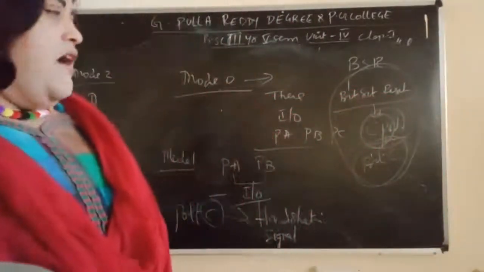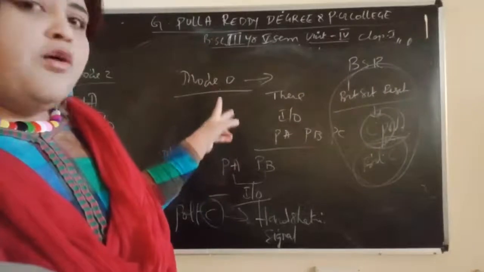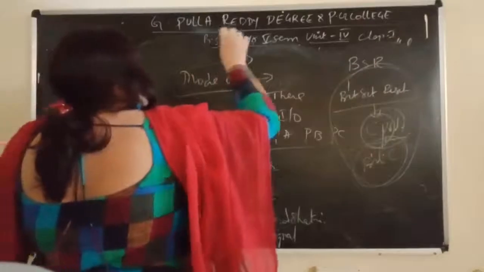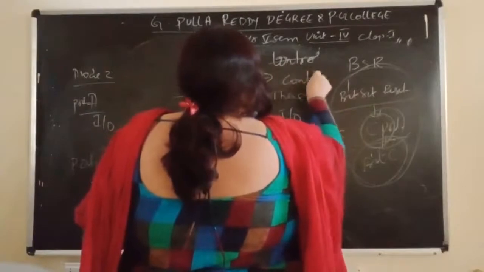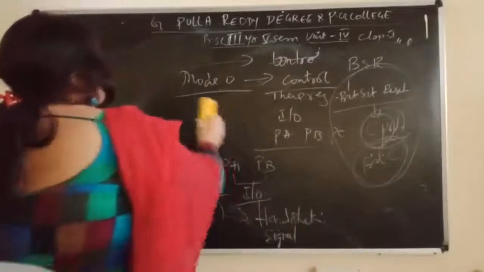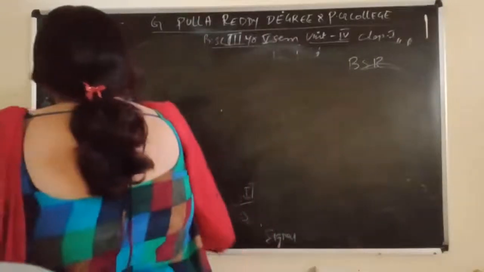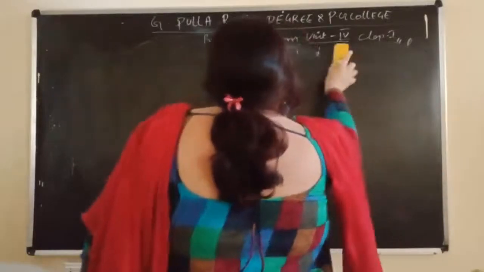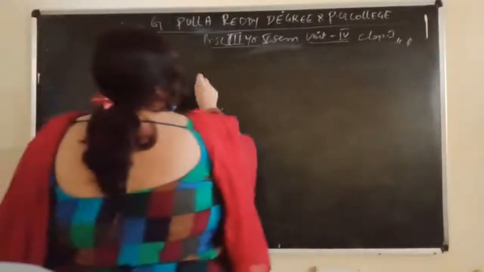Okay. Now these modes, inside the modes we are programming what? Ports. Now where are all these modes available? In the control register. So now we will be seeing about the control register.